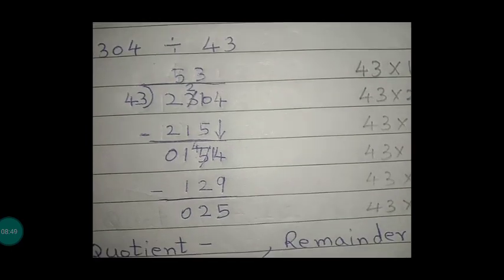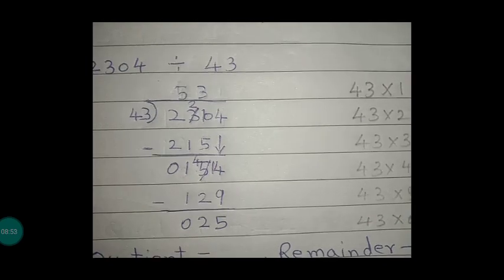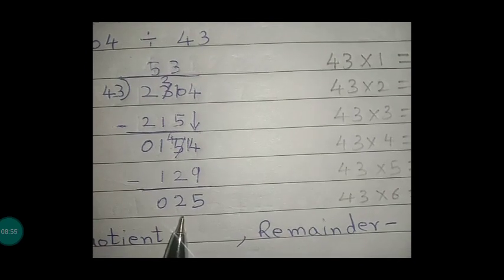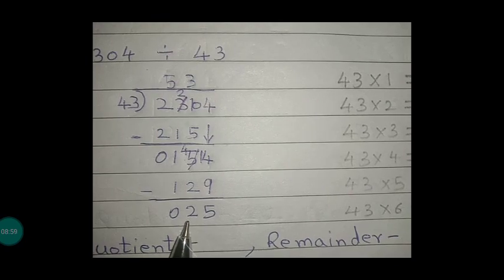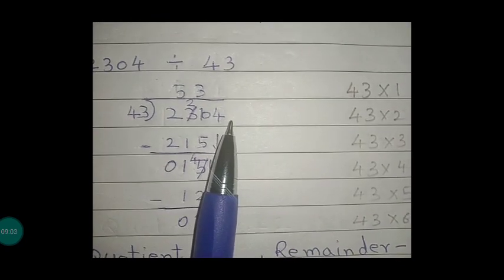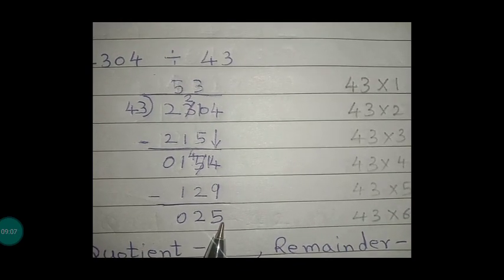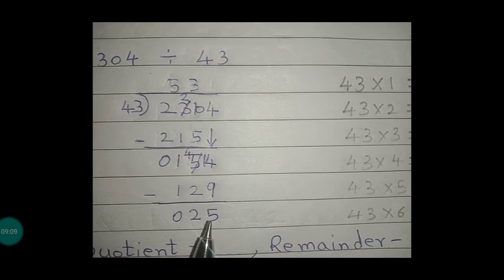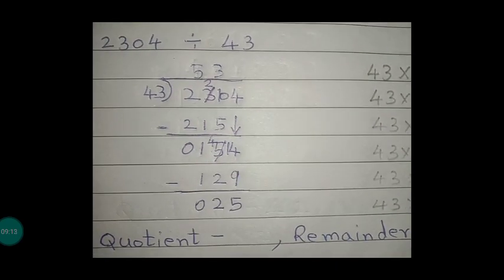And so the quotient is 53 and the remainder is 25. Why have we stopped here? 25 is smaller than 43 and there is no number remaining here to bring down. And so we will stop here. And now 25 is the remainder and 53 is the quotient.